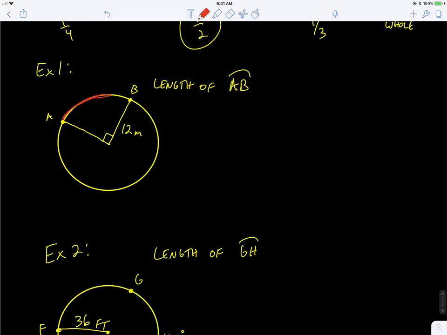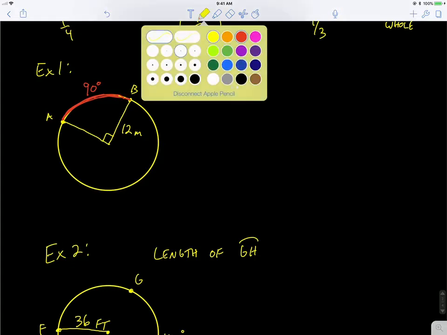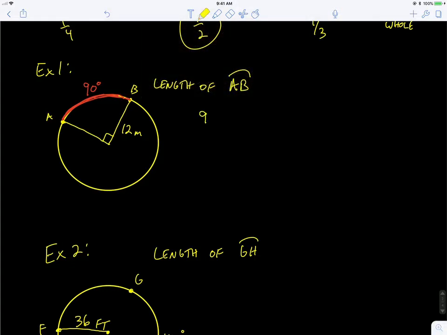I need to know the arc measure, so I want to find the length of arc AB. Well, I know that that's 90 degrees because the central angle is 90 degrees. I also need to know the circumference. So here's how we're going to do this. I want to start with the fraction of the circle that arc is. It's 90 out of 360 because of the measure in degrees. That is going to be equal to the arc length, the part, over the entire circumference, which is 2 pi r. We recall from the other video that circumference is 2 pi r.